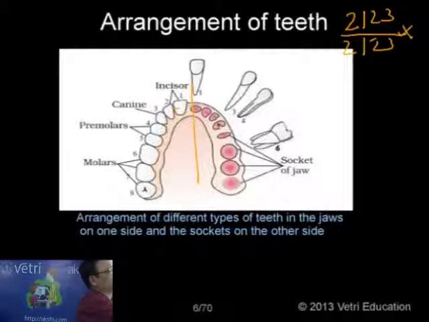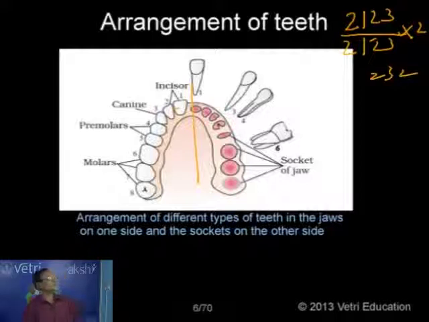It is multiplied by 2 so that we can get 32. That is 2 for incisors, 1 for canine, 2 for premolars and 3 for molars, in each half only. So just by multiplying by 2, we get 32 in total. This is arranged as each half is a mirror image of the other half.